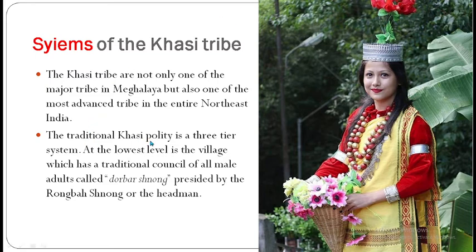Now, the traditional Khasi polity is a three-tier system. At the lowest level, it is the village with a traditional council of all male elders called Dorbar Shnong, presided over by the Rangbah Shnong or the headman. In other words, the Khasi people have a three-tier traditional political system, and at the lowest level, at the bottom, they have the village.